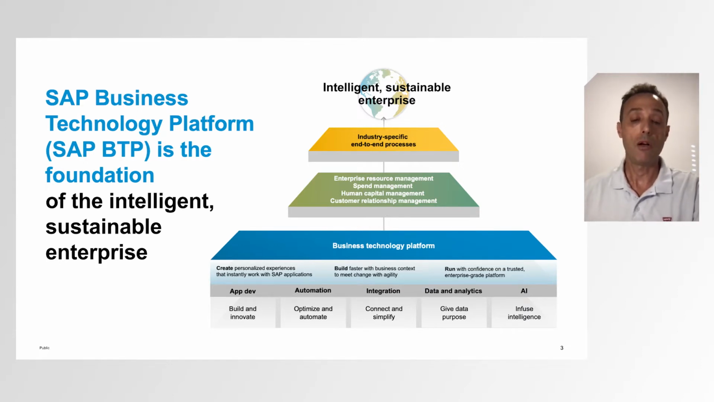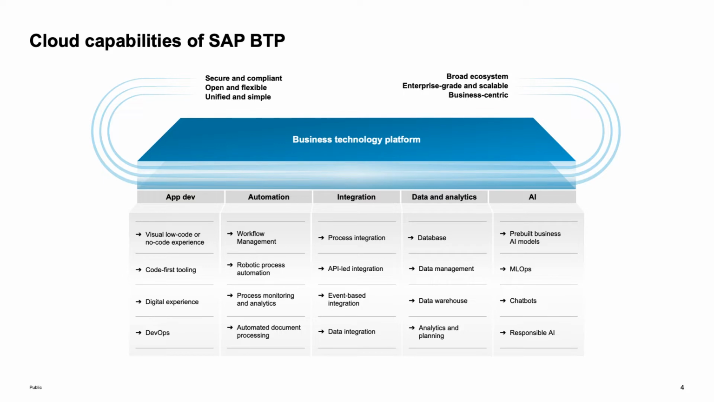It is comprised of different components with tools and services like application development, automation, integration, data and analytics, and AI. Each one of these components of the SAP BTP offers a set of tools and services for your runtime and design time needs. Today, as I said, we will focus on the application development offering, and more specifically on the professional developer services with SAP Business Application Studio.